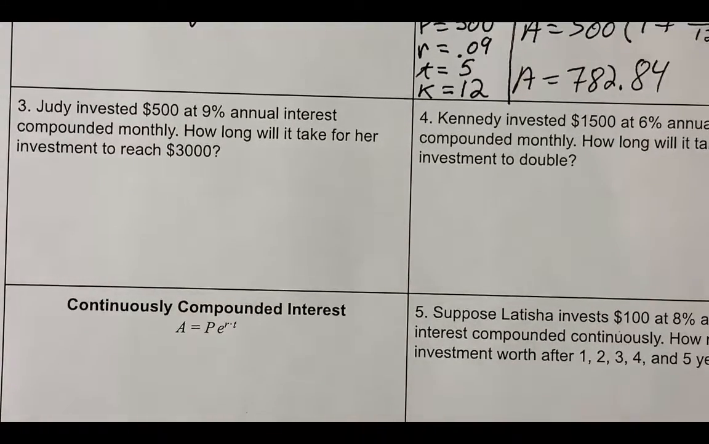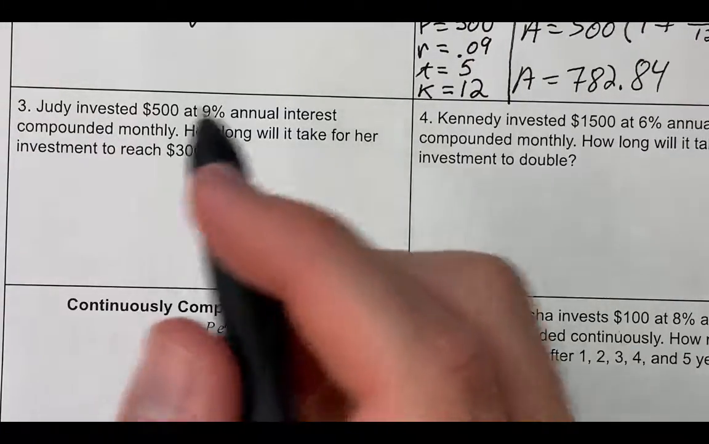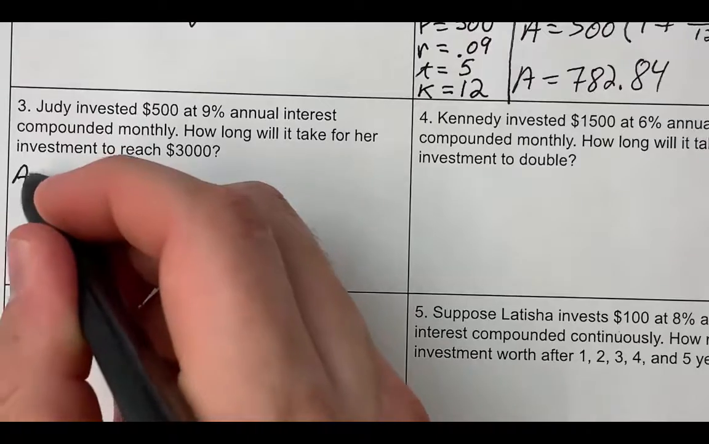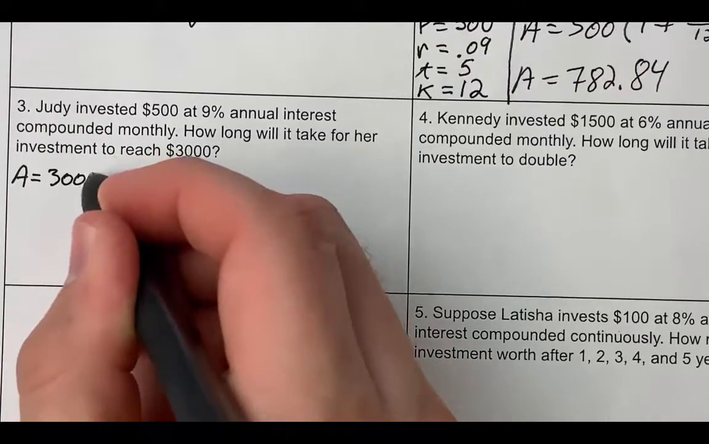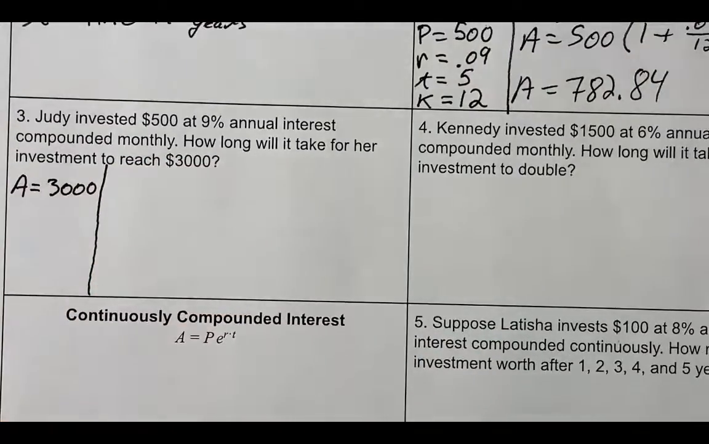Next one. Judy invested $500 at 9% annual interest, compounded monthly. How long will it take her investment to reach $3,000? This is a different kind of question. We're not saying take the 500 and compound it for a certain amount of time. In this one, we want to know the amount of time. Here, the final amount is $3,000. We want to know how long it's going to take to get to $3,000.